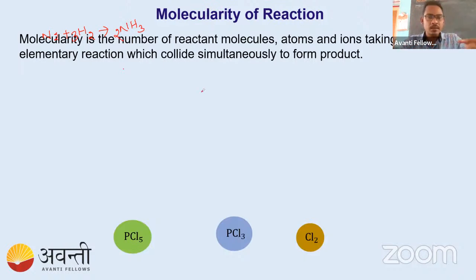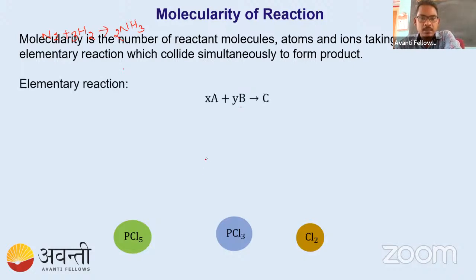So even though you are taking a large amount of particles, only some particles collide perfectly. If there is collision between the atoms or the ions, they will give the product. Those which collide perfectly and give the product, that number is called the molecularity of that reaction. For example, in this reaction, we have taken X mole of A and Y mole of B, which give us C. So total we are taking X plus Y number of molecules. So this is the molecularity of this reaction.